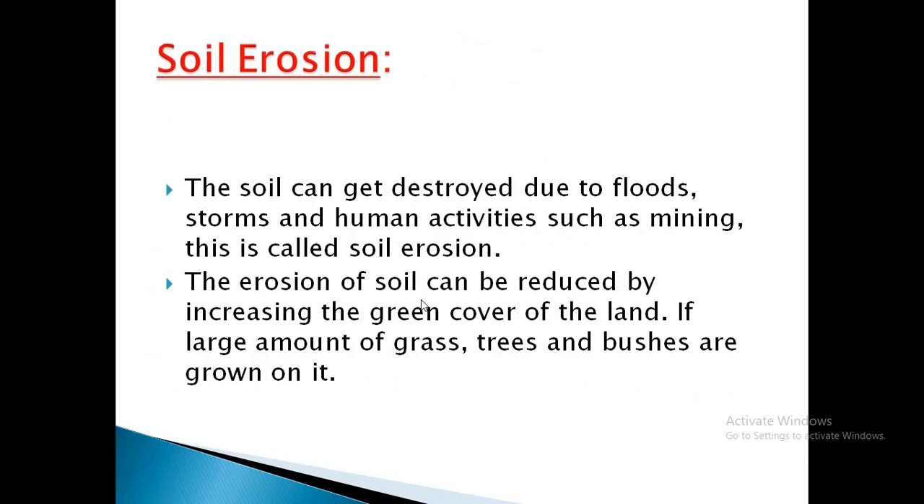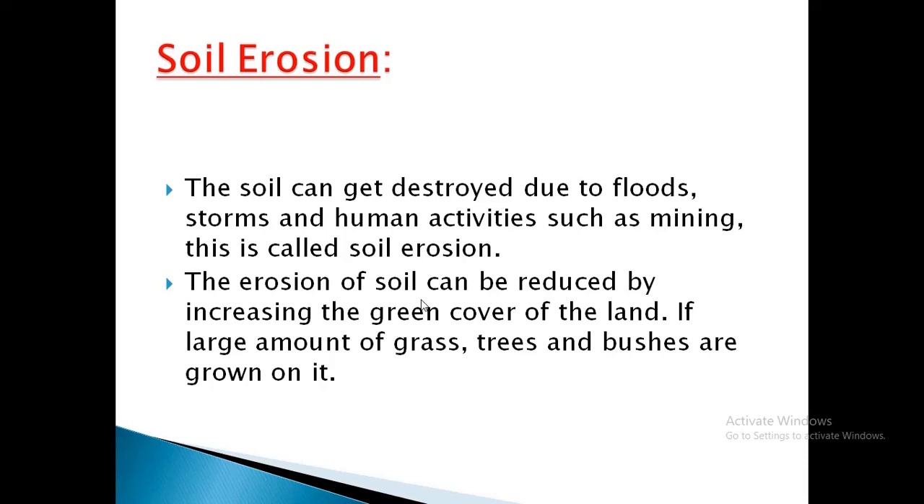Now, what is called soil erosion? Soil can get destroyed due to floods, storms, and human activities such as mining. This is called soil erosion. That means the soil gets destroyed due to floods, storms, and human activities such as mining. This is basically soil erosion.